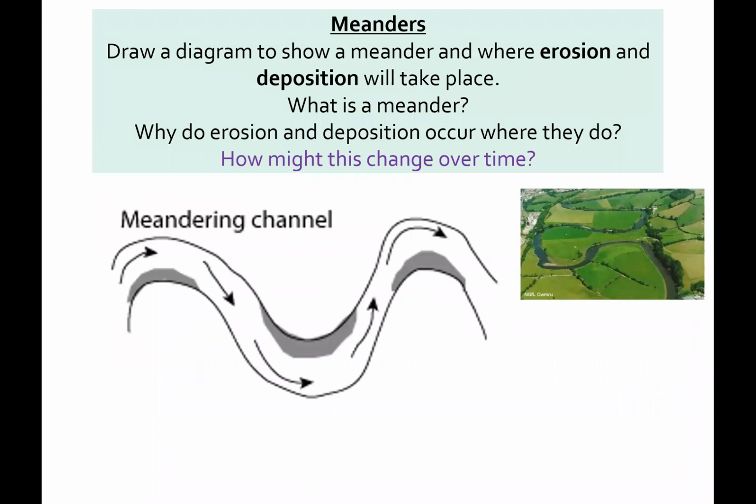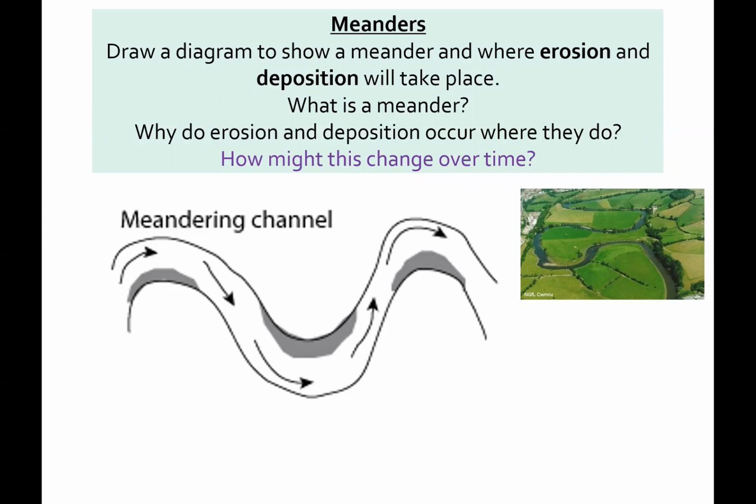I'd like you to draw a diagram, just a simple diagram like what I've got here, and on it you can highlight in different colours, or you can just write on about where the erosion and where the deposition will take place. We also need to explain what a meander actually is, where the erosion and deposition occur, why they occur there, and also how this might change over time. So we know your meander, it's just your bend in the river.